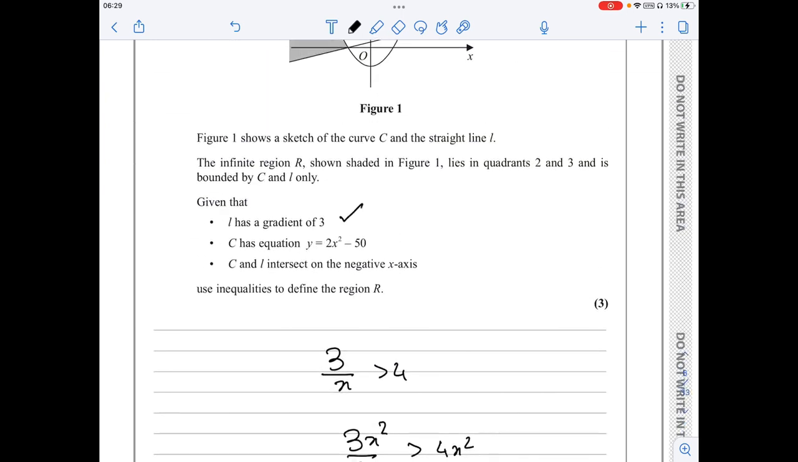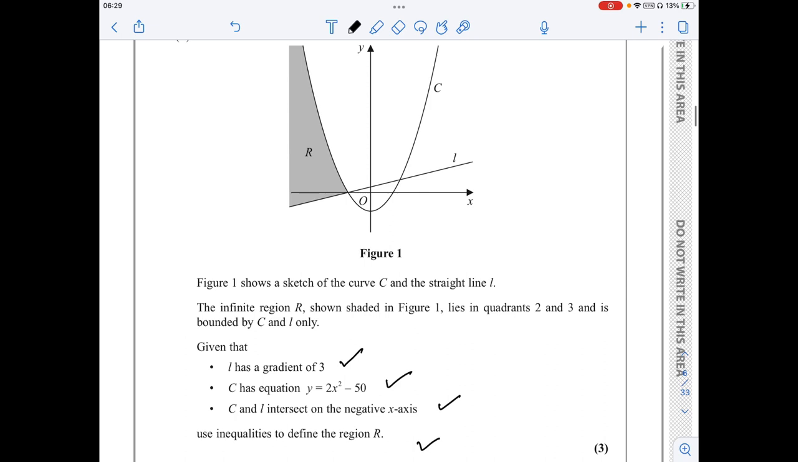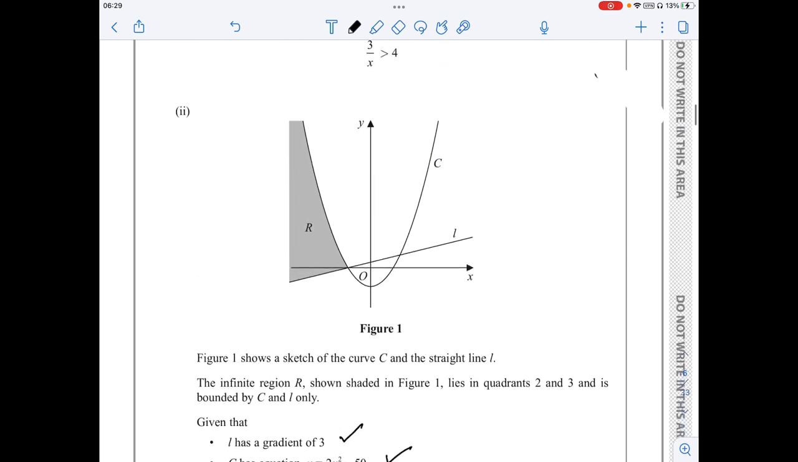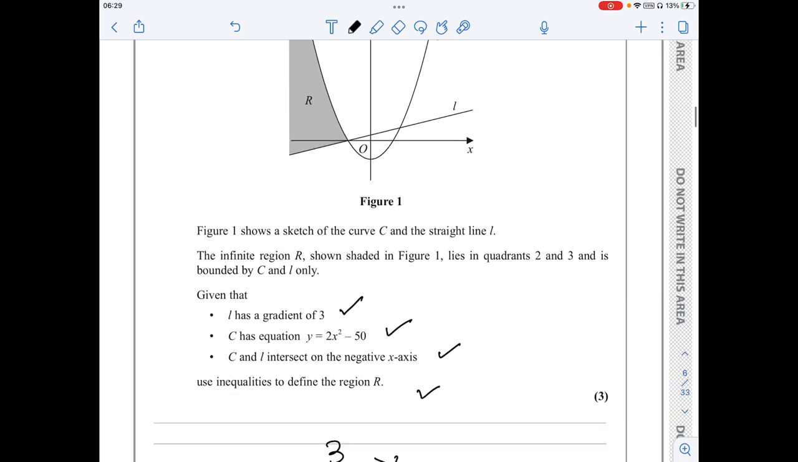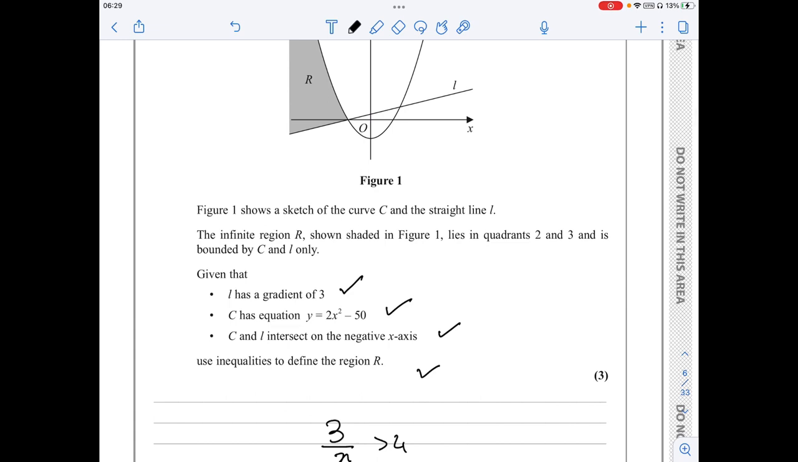L has a gradient 3 and C has an equation this much. C and L intersect on the negative x-axis. Use the inequalities to define the region. So we have to use the inequalities to define the region. So first of all, we have to find the equation of the straight line. So what is the equation of the straight line?